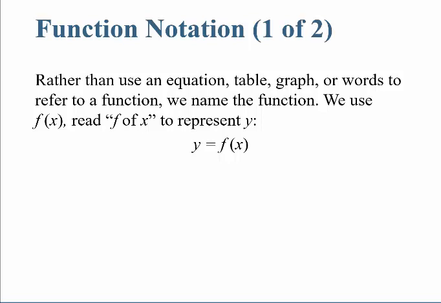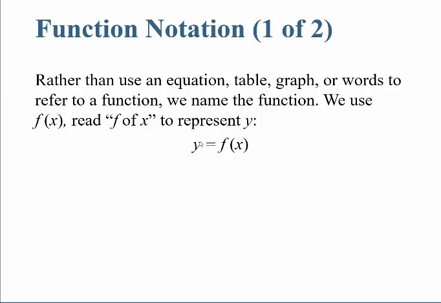Okay, so what exactly is function notation again? So rather than use an equation, table, or graph or words to refer to a function, remember what a function is. It means each input goes to exactly one output. We learned that in chapter 1. That's what a function is. We name the function, so we use this notation. We use f and then in parentheses x. This is read as f of x. So we use this to represent the y variable. It's just like another way to name the y or dependent variable.